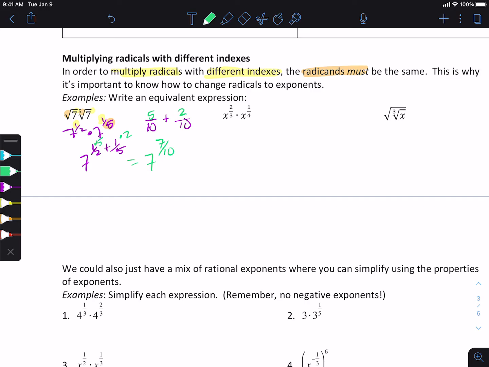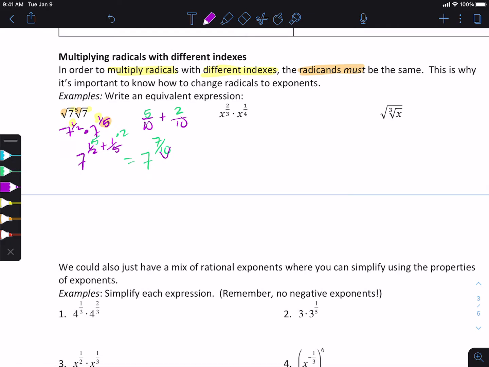So then we can switch this back to a radical. So this will be the 10th root of 7 to the 7th. Notice this number is lower. I don't have anything that I can do to take out because I need groups of 10. So you could have either of those answers and be okay. Now notice on this one, we have the bases are the same, or if we were to put them in the roots, the radicands would be the same. So we have the base times the base, so that means that we can add the exponents.